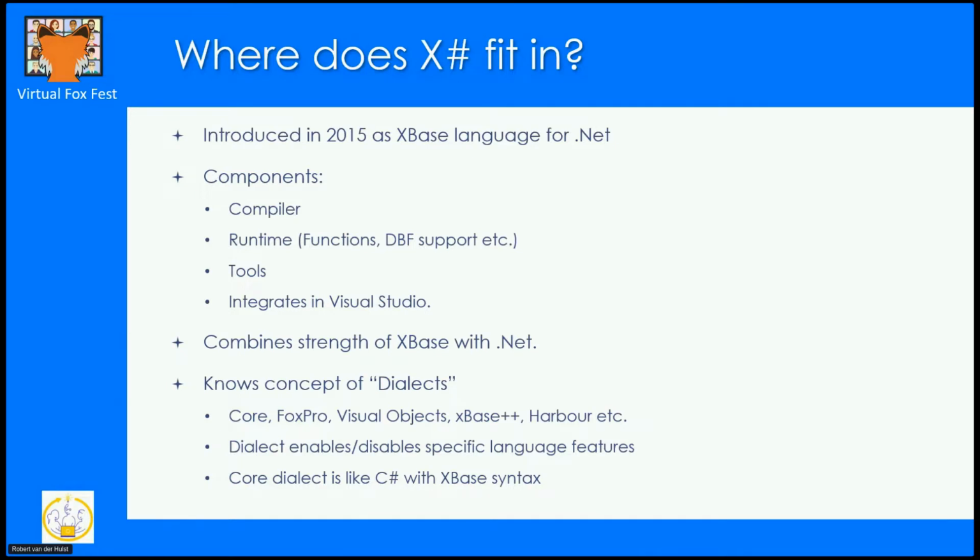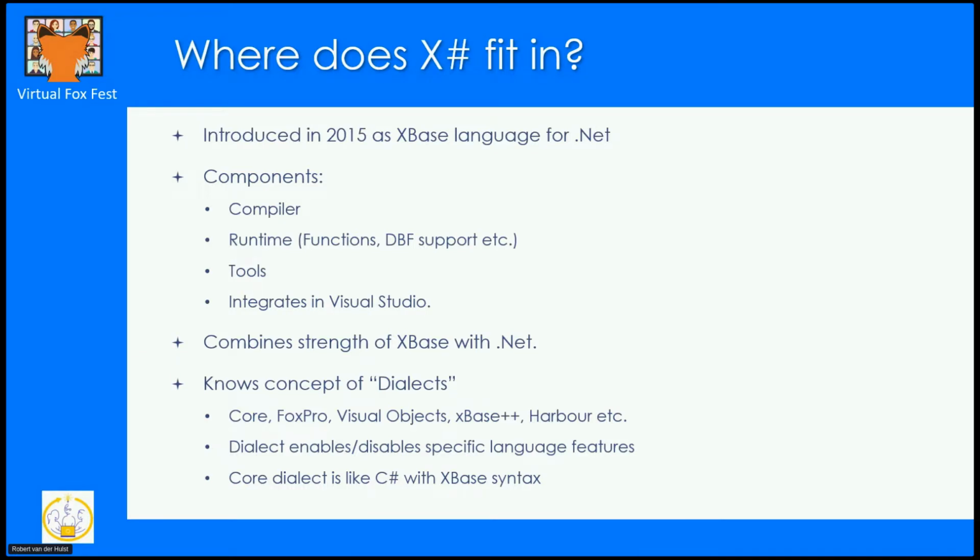So I would say more than 90% of the source code in the X# compiler is identical to what you get in the C# compiler. So that also means that we didn't have to reinvent the wheel, and we could fairly quickly deliver an implementation of X based on .NET.